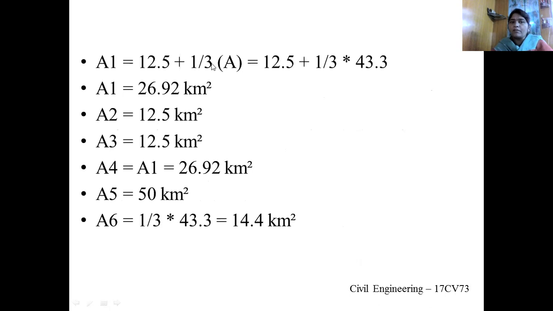Then you need to calculate A1, A2, A3. So A1 is one part, 12.5 plus 1/3 of that A, 1/3 of 43.3. So you get A1 as 26.92 kilometer square, A2 12.5, A3 12.5, A4 same as A1, 26.92 kilometer square, A5 50 kilometer square, and A6 1/3 into 43.3, that is 14.4 kilometer square.